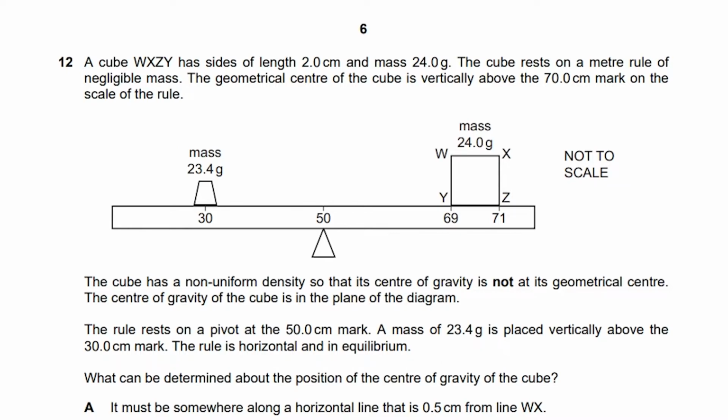The rule rests on a pivot at the 50 cm mark. A mass of 23.4 gram is placed vertically above the 30 cm mark. The rule is horizontal and in equilibrium. What can be determined about the position of the center of gravity of the cube?